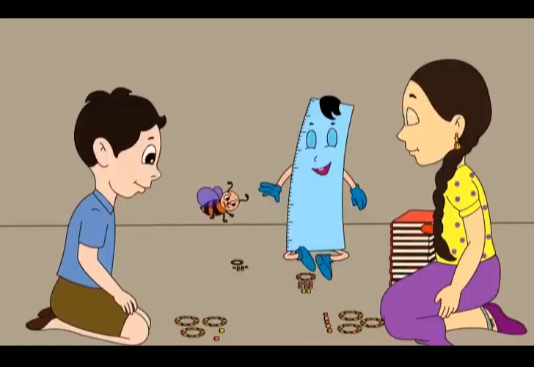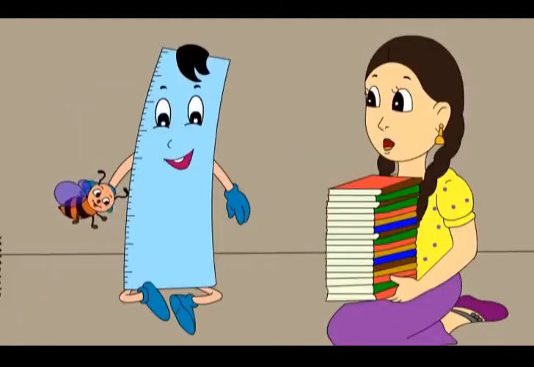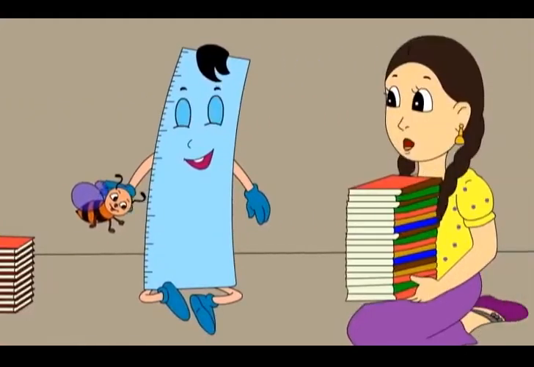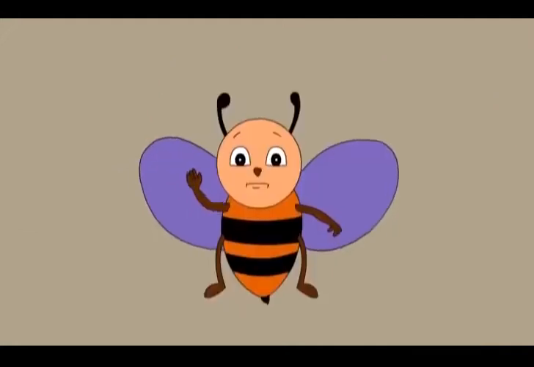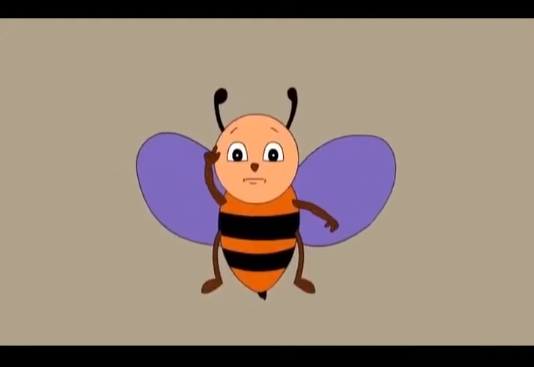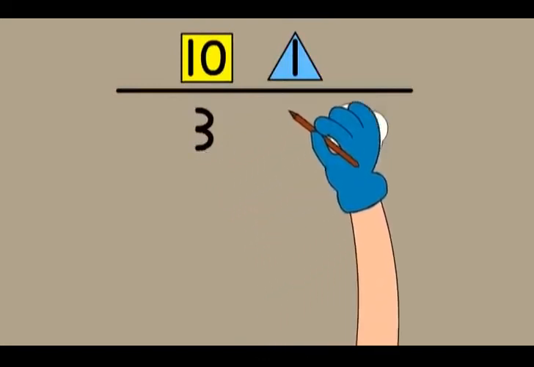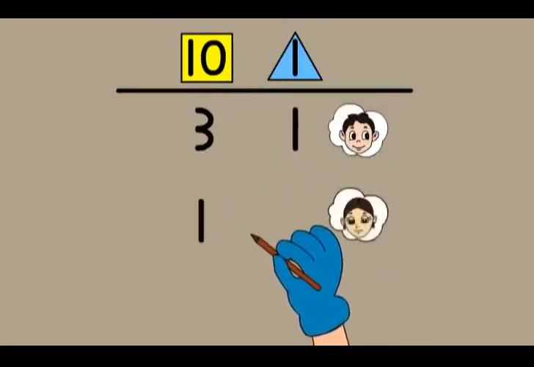Hey, this is fun. Shall we do more? Okay, we will do it with our books. Chinu has 31 books. I have 17 books. Buzz, can you tell me how many more books Chinu has? How do I do this? I will tell you. First write it like this. 31 minus 17.